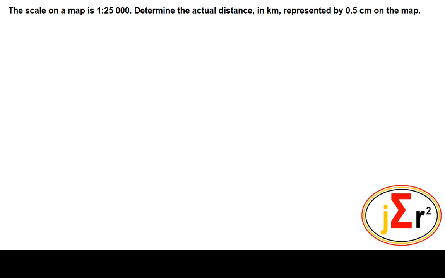The scale on a map is 1 to 25,000. Determine the actual distance in kilometers represented by 0.5 centimeter on the map.